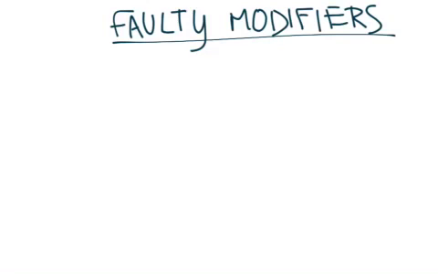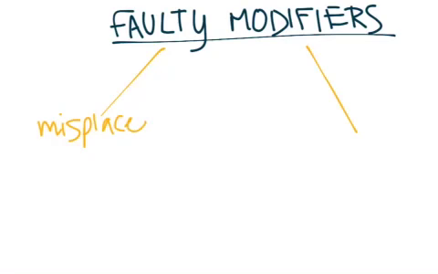Today we're going to talk about faulty modifiers. Yep, some pretty cool stuff. Faulty modifiers take two forms, misplaced and dangling modifiers.